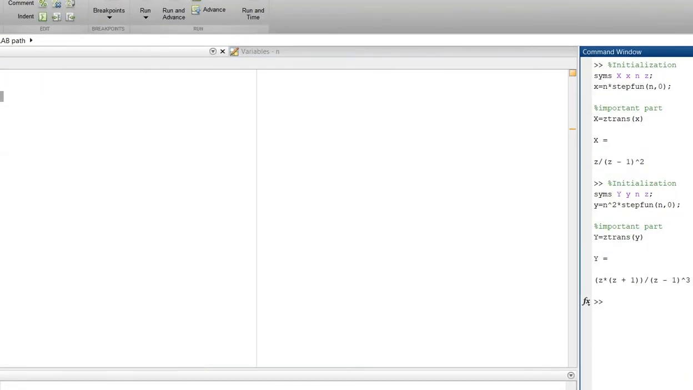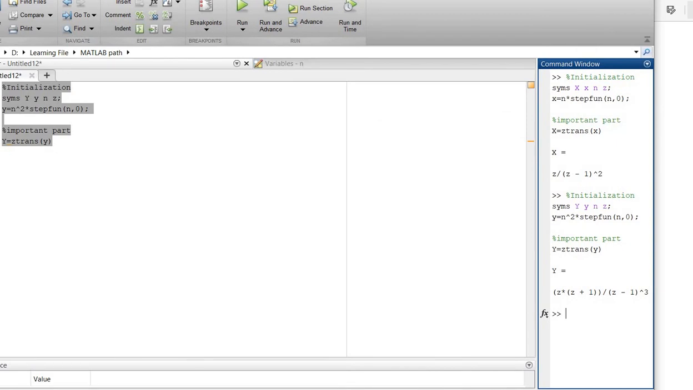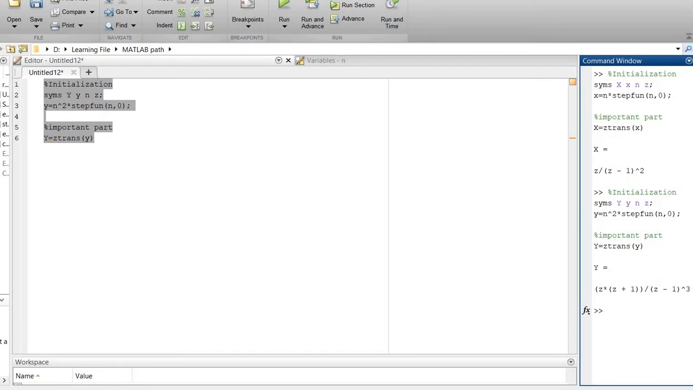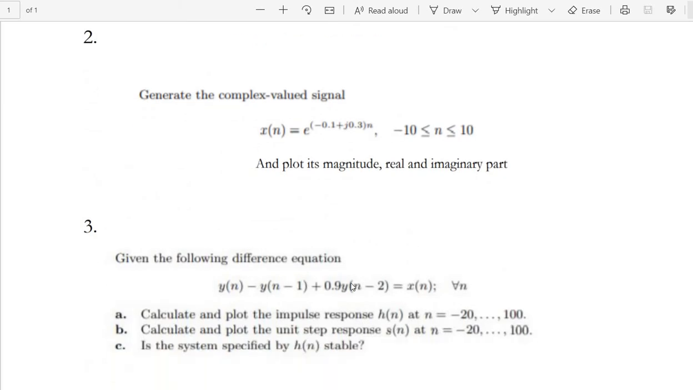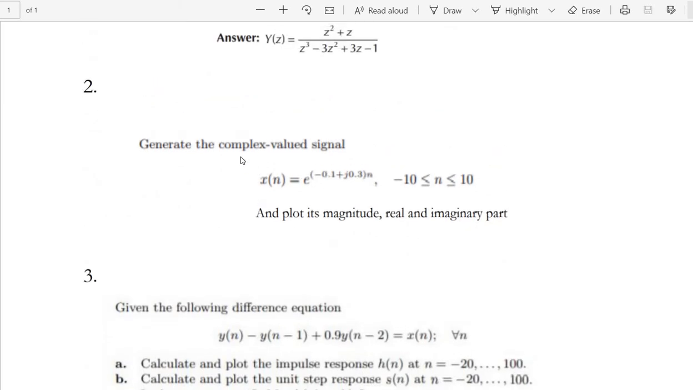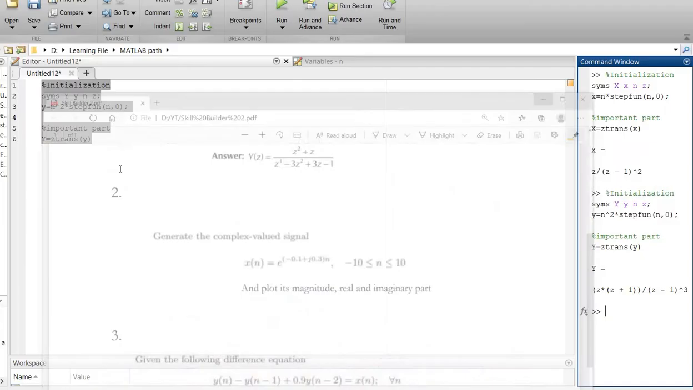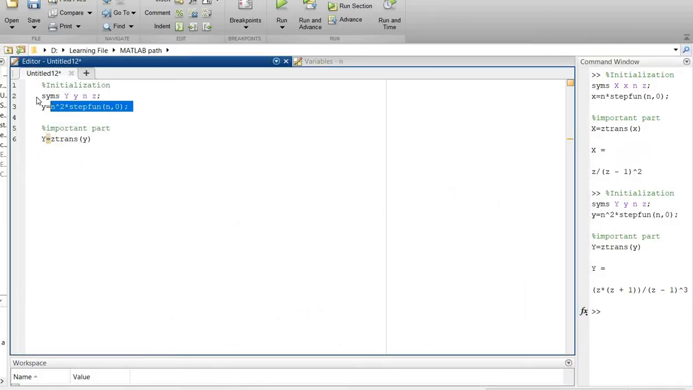So what we're going to do next is solve for number two. Are you ready? Okay, so let's begin with number two. The number 2 would be this one. It's a complex valued signal. So we should generate this one using this given, with a range of -10 to 10. Okay, so we're going to plot its magnitude, real and imaginary part. Okay, so let's begin with initialization again.